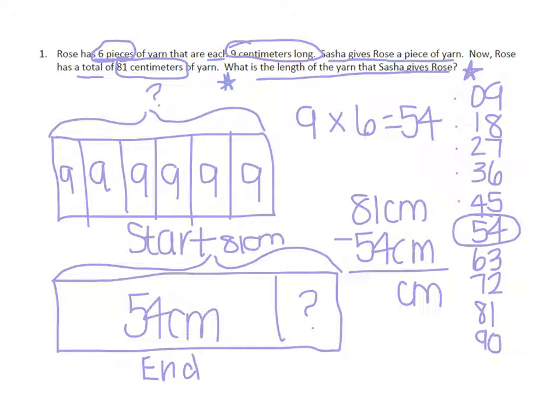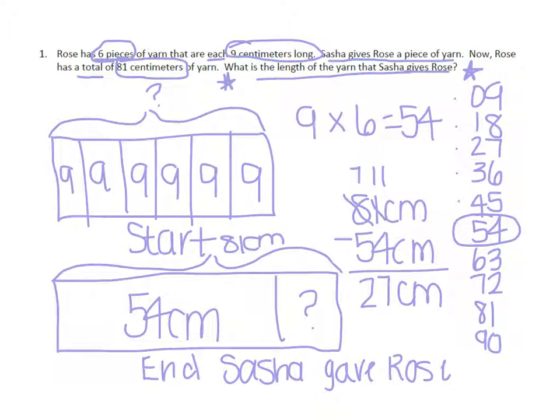I can't do 1 minus 4, so I have to borrow from the 10s. I'm going to take away 1 ten from the 8, so that becomes a 7. Now I'm going to bring back a 10 to the one I already have, so 10 plus 1 is now 11. 11 minus 4 is 7. 7 minus 5 is 2. So that means that Sasha gave Rose 27 centimeters of yarn.